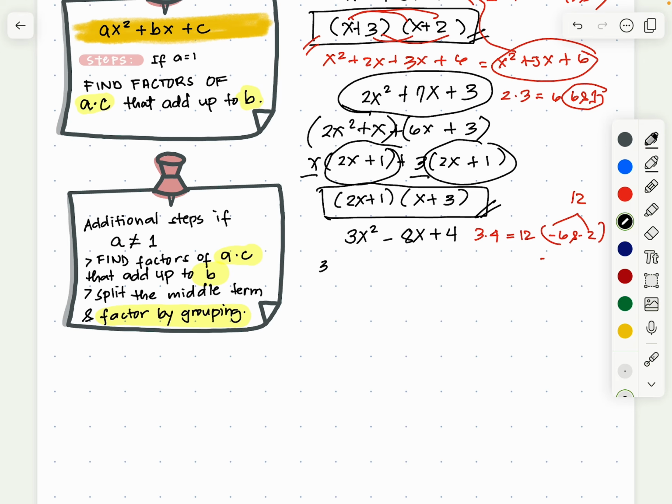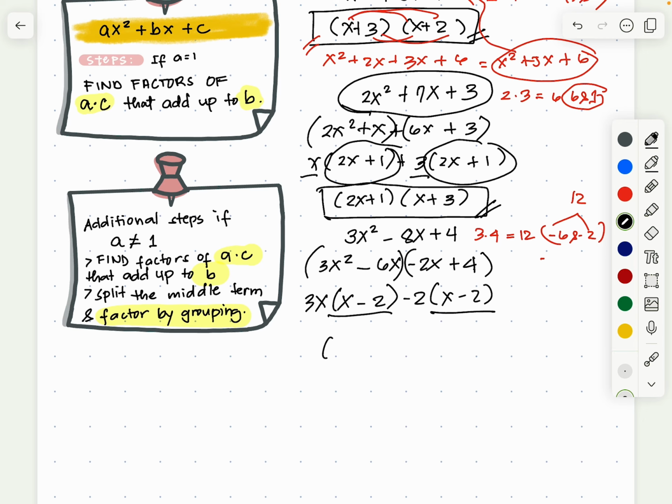And then let's replace the middle term with those factors. So you have 3x squared minus 6x minus 2x plus 4. And then factor out by grouping. So this would be 3x times x minus 2. And then factor out negative 2 here, you have x minus 2. And then factor out x minus 2. You have x minus 2 times 3x minus 2. So this is our final answer.